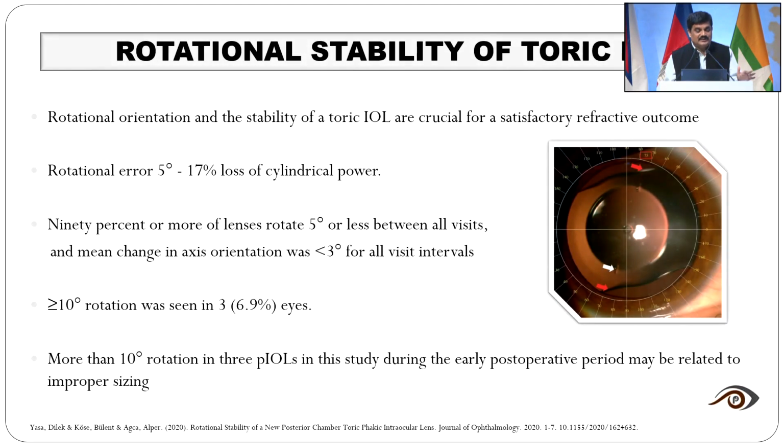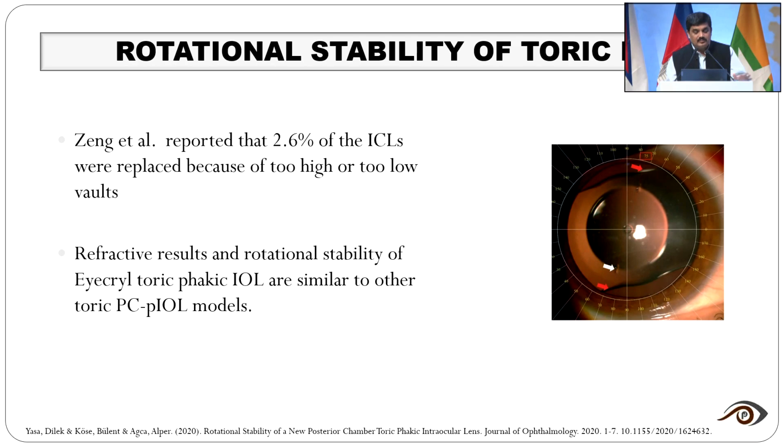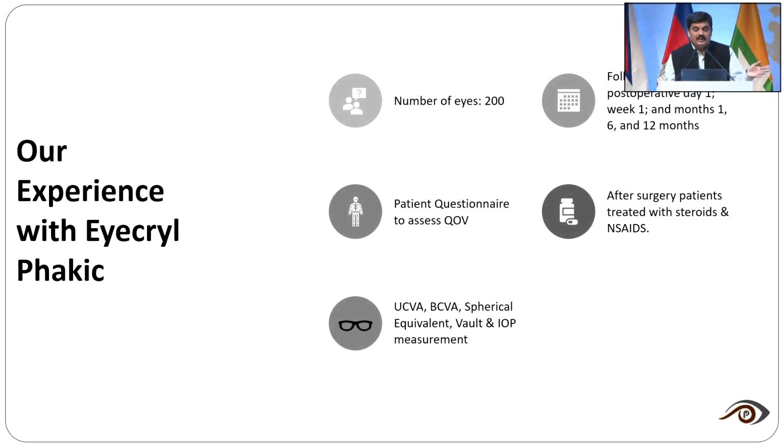This is about rotational stability. Normally, rotation of 5 degrees occurs in 17% of patients, and less than 10% was seen at 3 years in most cases. The reports show rotational stability equally with the ICL and the other lenses. So this is our experience with the regular acryl phakic, 200 patients.